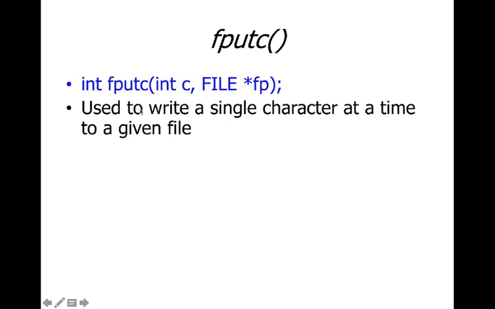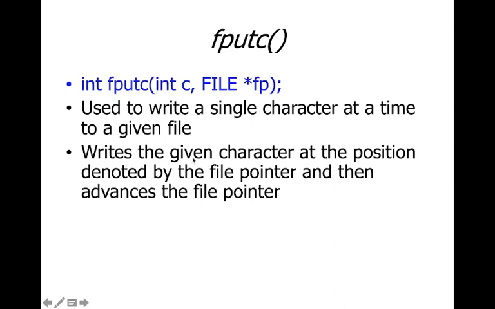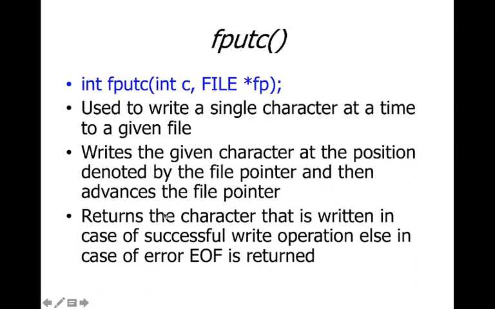Whatever that character is, in C a character is an ASCII code. That is why it is an integer format. So whatever that character is will be written to this file. You can write a single character at a time to a given file. It writes a given character at the position denoted by this file pointer and then advances the file pointer. And it returns the character that is written in case of a successful write operation.